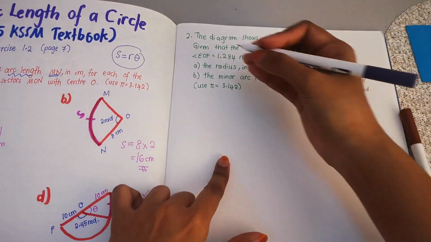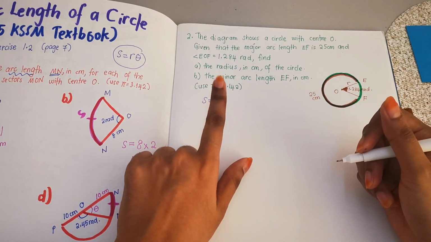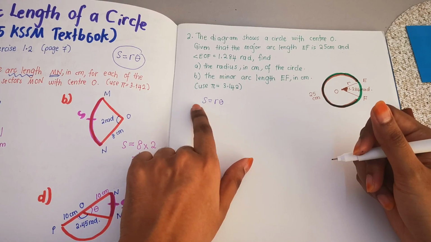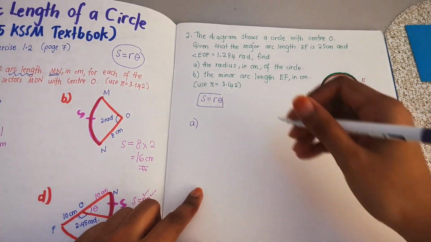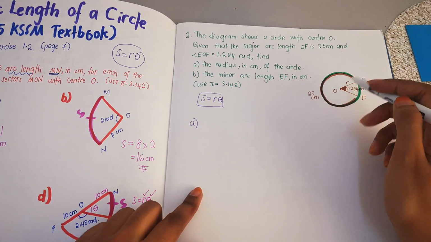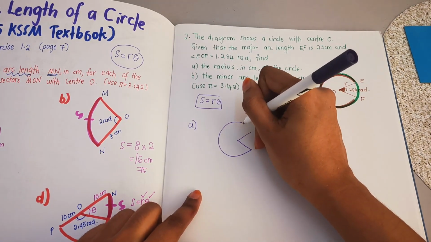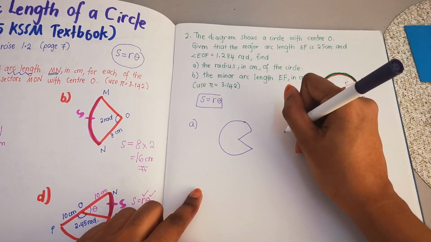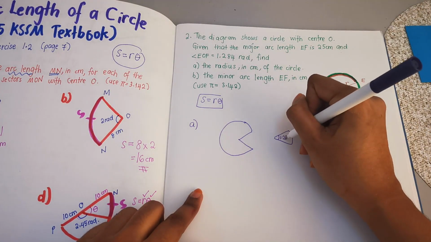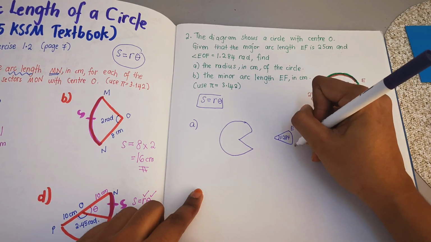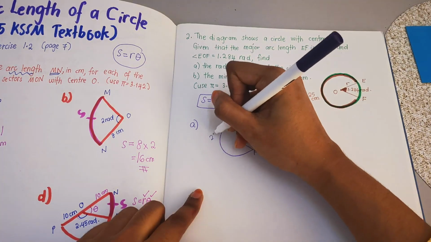Let's get back to our formula. Our formula is S equals R theta, so if we want to find R, we need to use this formula. Now let's look at the first part. If we look at our circle, it can be divided into this part, which looks like Pac-Man, and also this. There are two. Over here this is 1.284. This is E, this is F. This is also E, this is also F.